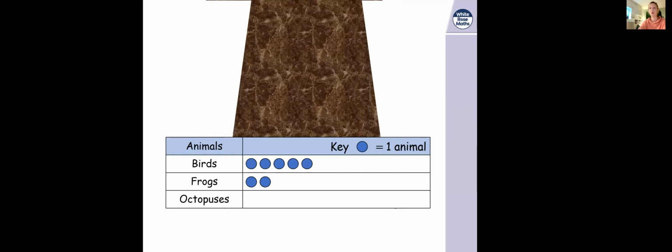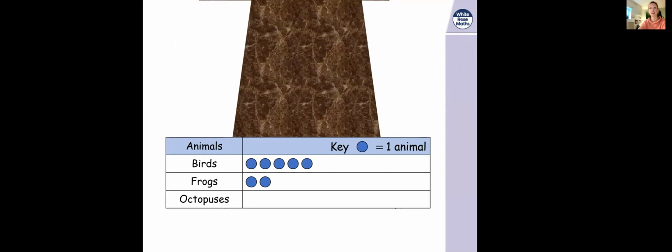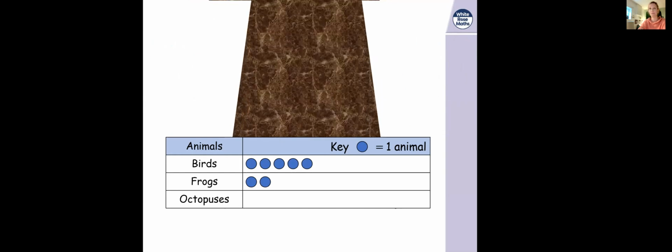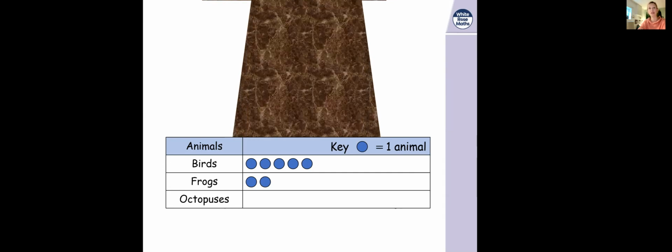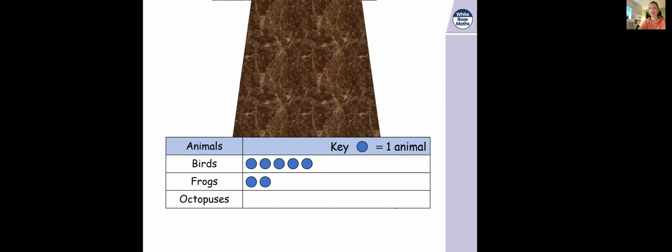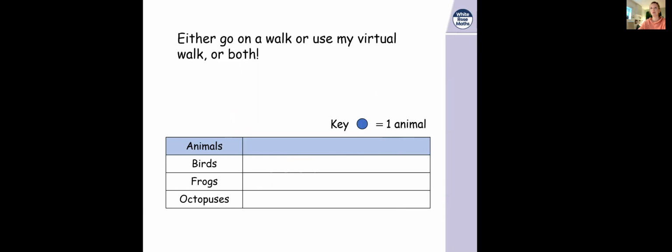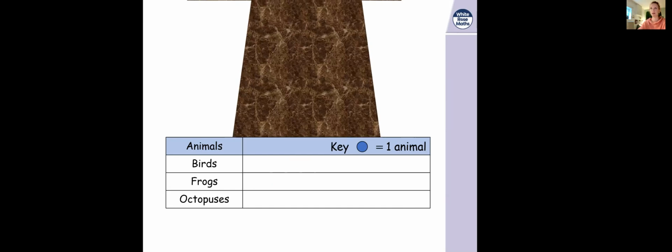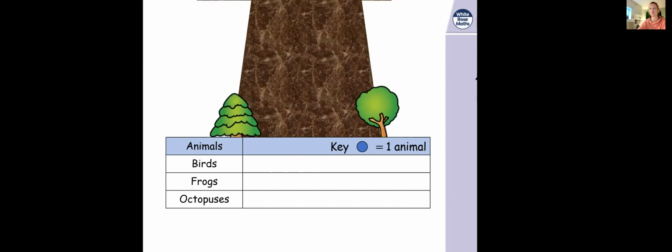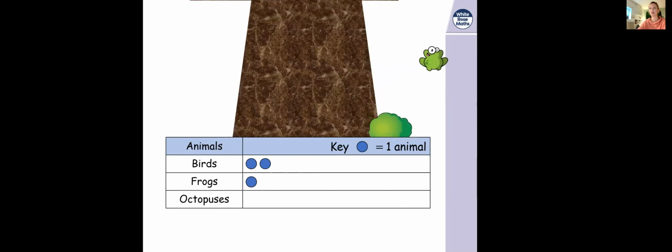I can see from that walk that the most frequent animal was the birds. 5 birds were spotted in total. 2 frogs and no octopuses at all, and that's fine, it doesn't matter. If we didn't see any, we didn't see any. We can just leave that blank. Let's watch that again. Watch how the pictogram changes as you see those animals, even though I know how speedy it is. Ready? 2 birds, so 2 circles in the birds. A frog, in goes a frog circle.